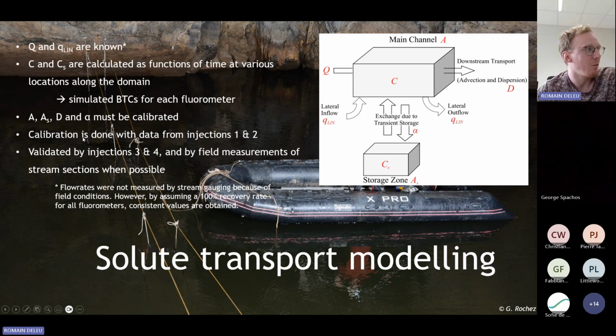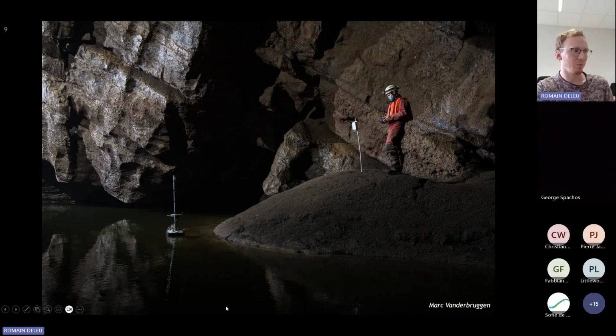The calibration of these parameters is done with the data from injections 1 and 2. I will talk to you about this just after. And this is validated by injections 3 and 4, and also by field measurements of stream sections when possible. So we did some measurements on site of the section area of the stream. This was done, for example, in the Styx stream with a sonar boat we use.